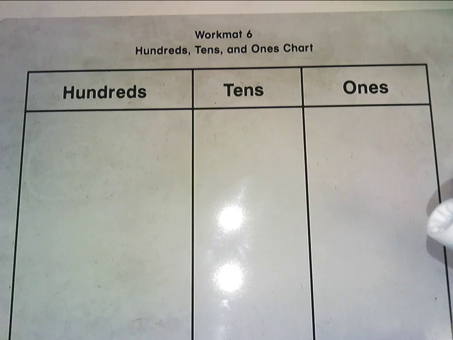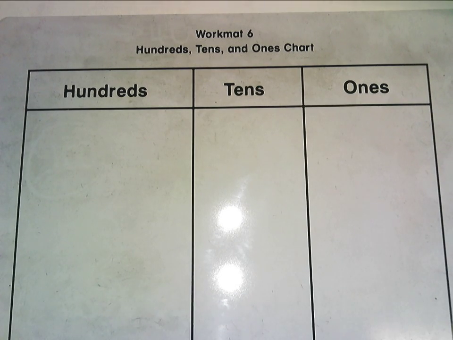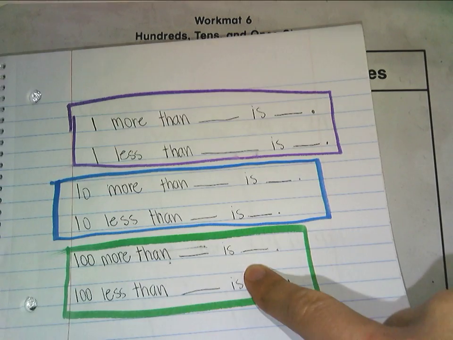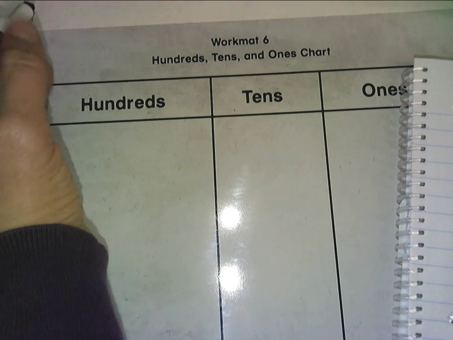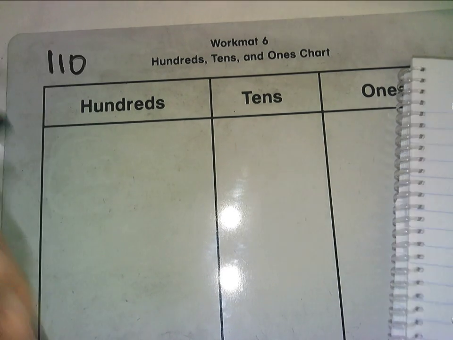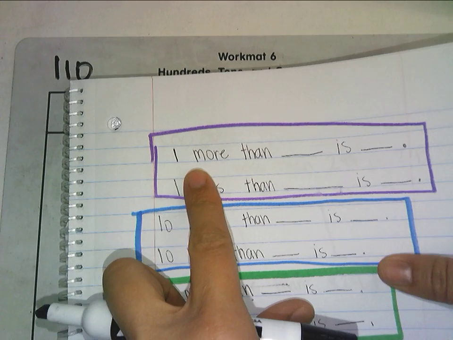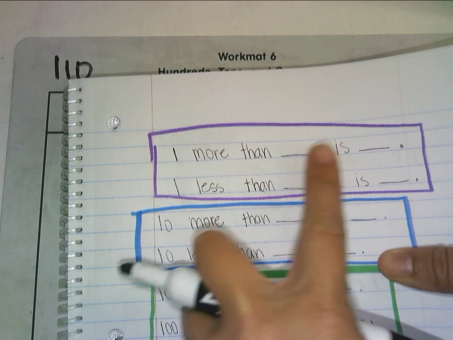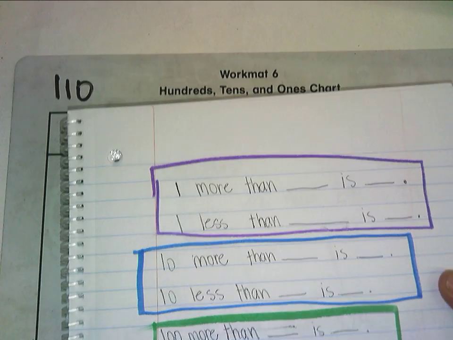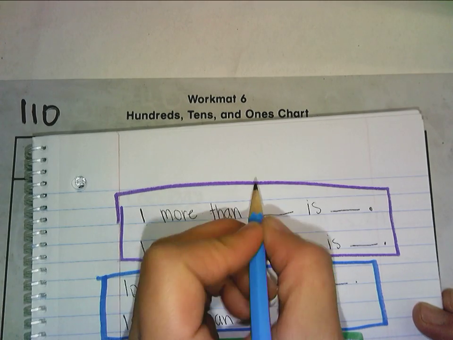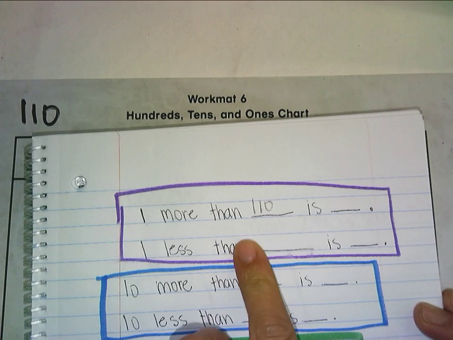So for example, if I have a place value chart, okay, and I'm going to be using these sentences to help me explain what I'm doing, okay? So let's say I'm doing 110, and I want to figure out what 1 more than 110 is. So I have to fill in that blank. So I'm going to use a pencil so I can erase. So I'm doing 1 more than 110 right now. Hope you can see that.